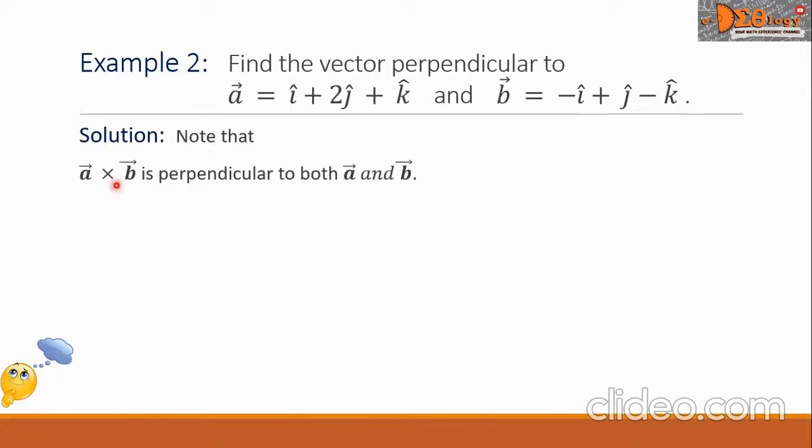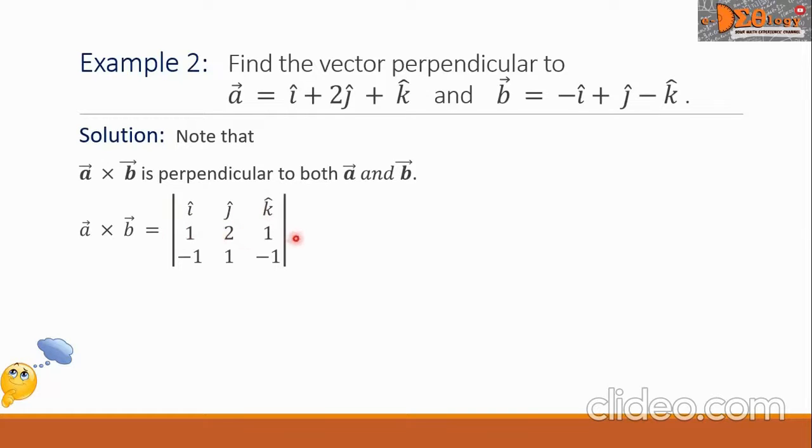We note that vector A times vector B is perpendicular to both vector A and vector B. So this problem is similar to finding the vector product of these two vectors. So we write here vector A times vector B equals the 3 by 3 matrix. The first row is for the elements i, j, k respectively.